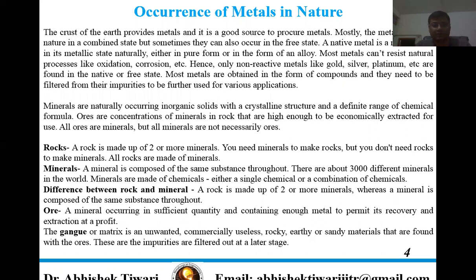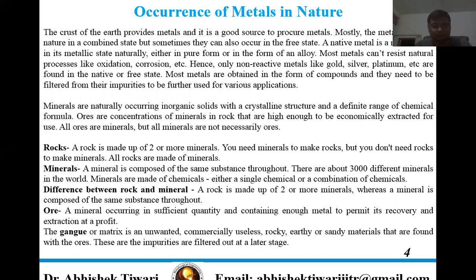Minerals are naturally occurring inorganic solids with a crystalline structure and a definite range of chemical formula. Ores are concentrations of minerals in rock that are high enough to be economically extracted for use. All ores are minerals, but all minerals are not necessarily ores. A rock is made up of two or more minerals. You need minerals to make rocks, but you don't need rocks to make minerals. All rocks are made of minerals. So what is a mineral? A mineral is composed of the same substance throughout. There are about 3,000 different minerals in the world, and minerals are made of chemicals, either a single chemical or a combination of chemicals.